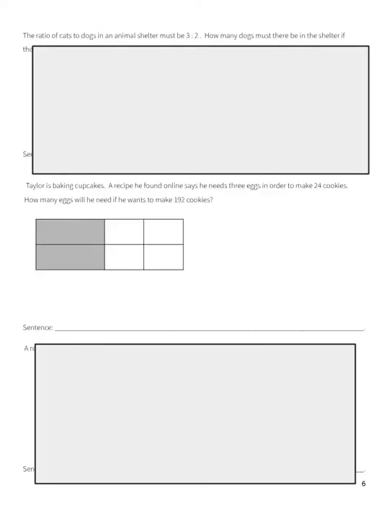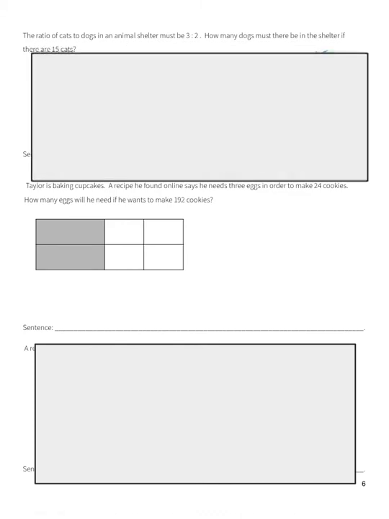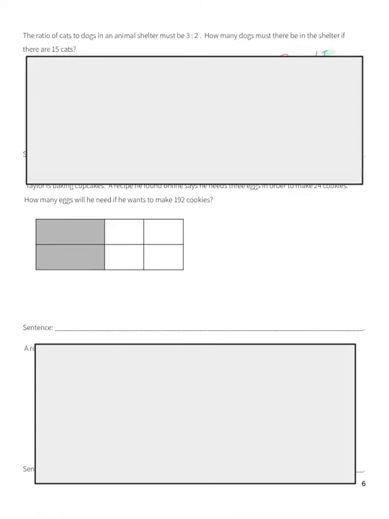Okay, so we have a very similar problem right here. The ratio of cats to dogs in an animal shelter must be 3 to 2. How many dogs must there be in this shelter if there are 15 cats? So your job right now is to complete this on your own. So pause the video and do it.